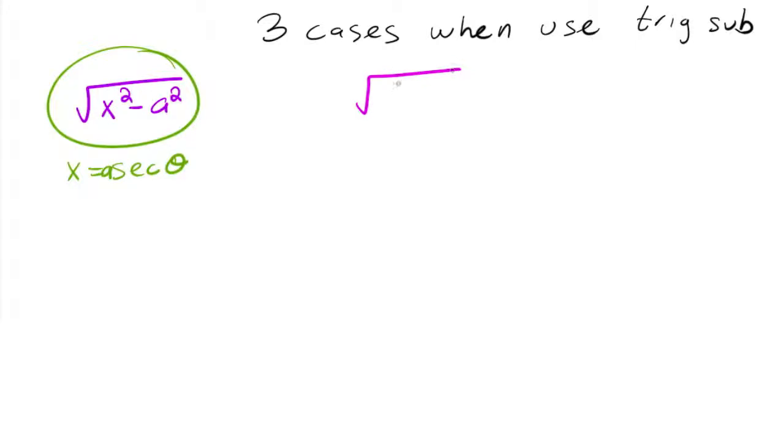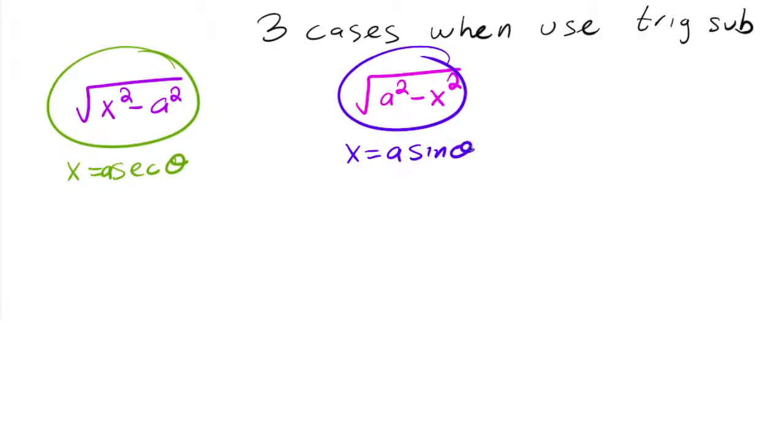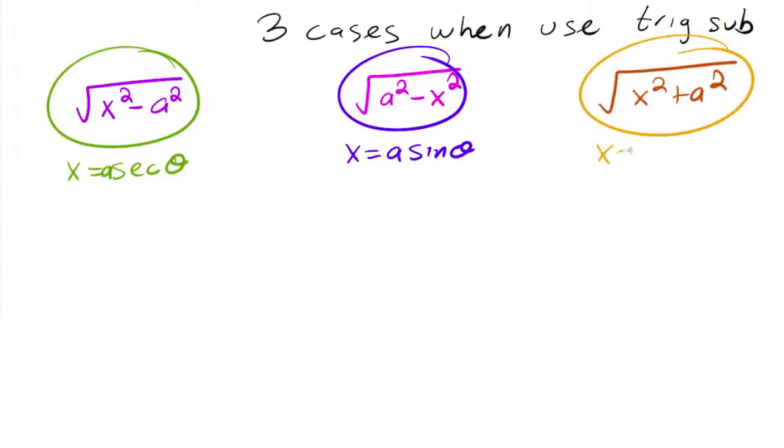The second case is when you have the square root of a squared minus x squared. In that case, you're going to let x equal a sine theta. And then the third case is when you have the square root of x squared plus a squared, or a squared plus x squared. In that case, you're going to let x equal a tangent theta.